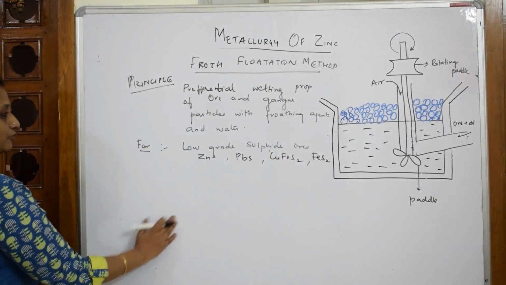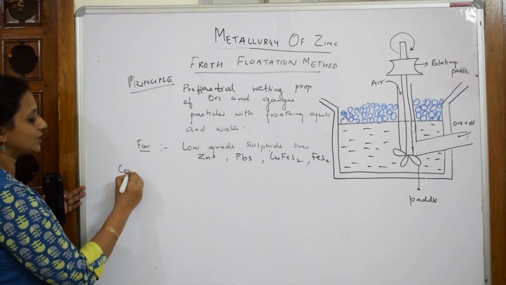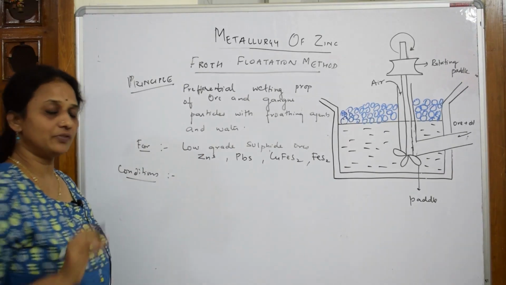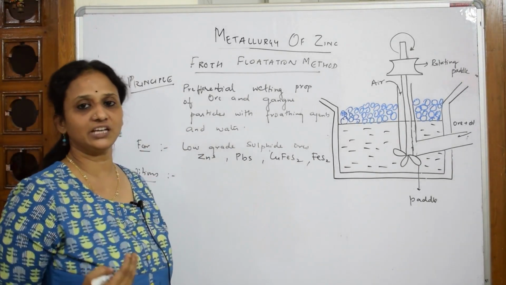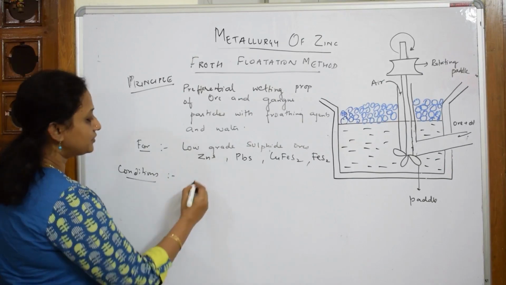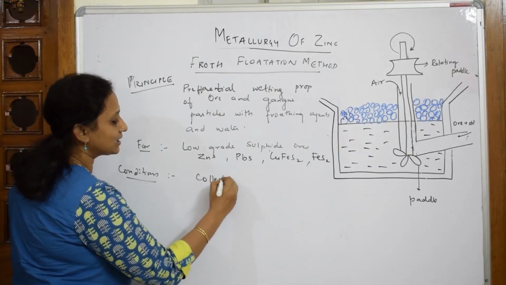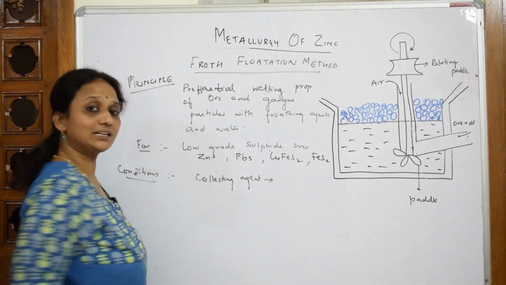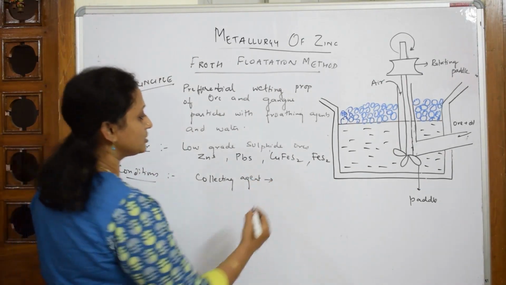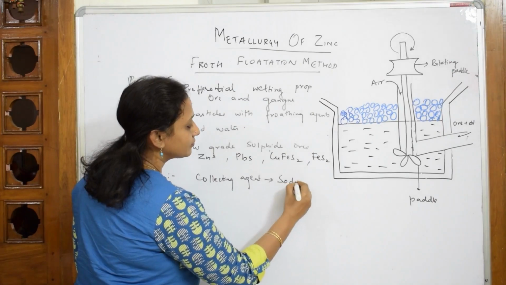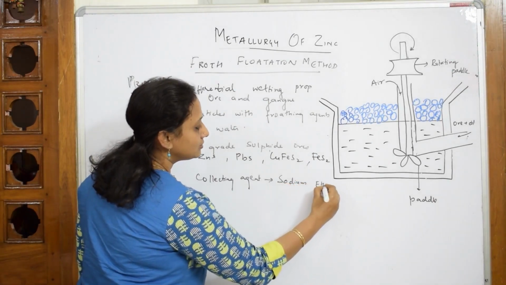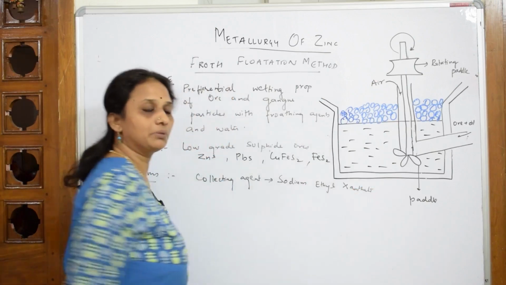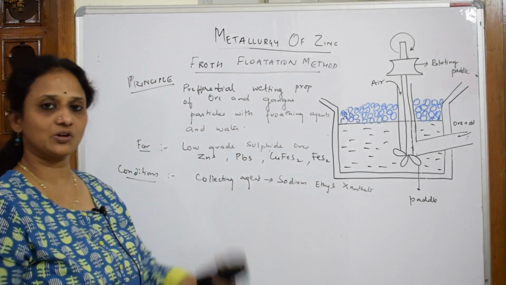Next important thing. For the froth flotation method, what are the conditions, or what am I going to add? First important thing, we are going to add different agents which you have to write in the exam. The first important thing which I am going to add is the collecting agent. The collecting agent which we are going to add in froth flotation is sodium ethyl xanthate. This is the first collecting agent. Remember this, I have to collect the ore separately, isn't it?